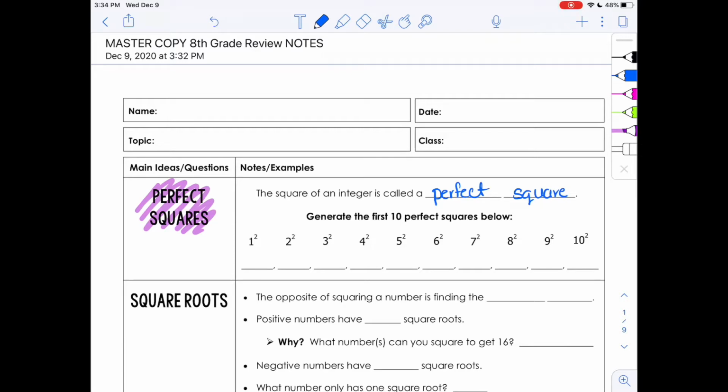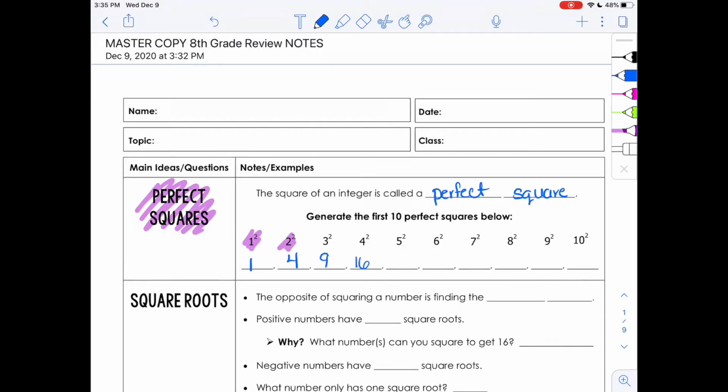And the first 10 perfect squares you need to know by memory. And honestly, I would say the first 15, because these are ones that you might have to do without a calculator. The square of 1 is 1, because 1 squared equals 1. 2 squared equals 4. So the square of 4 is 2. 3 squared is 9. 4 squared, 4 times 4 is 16.